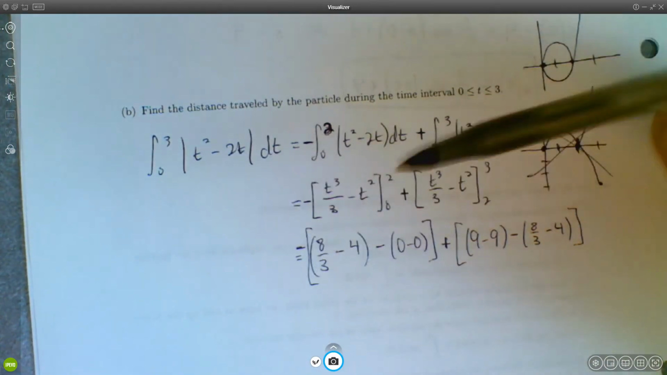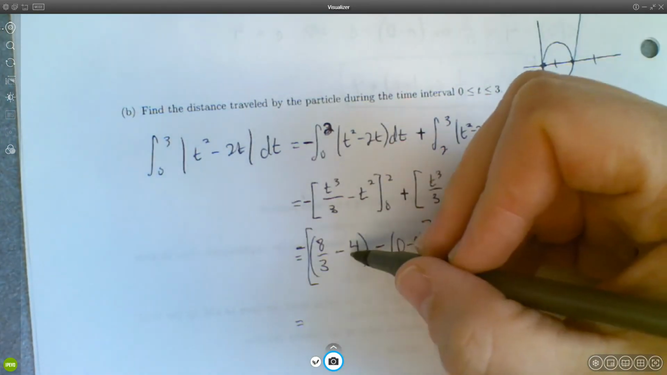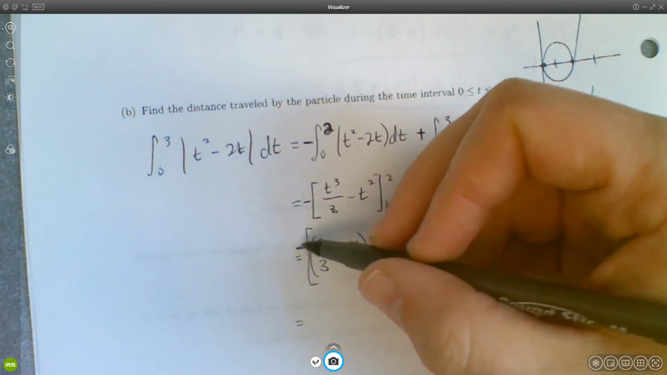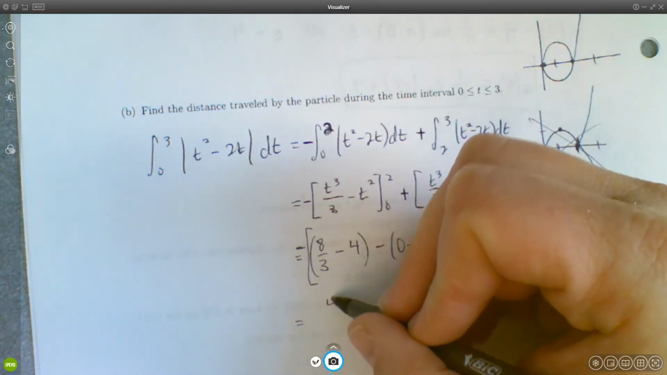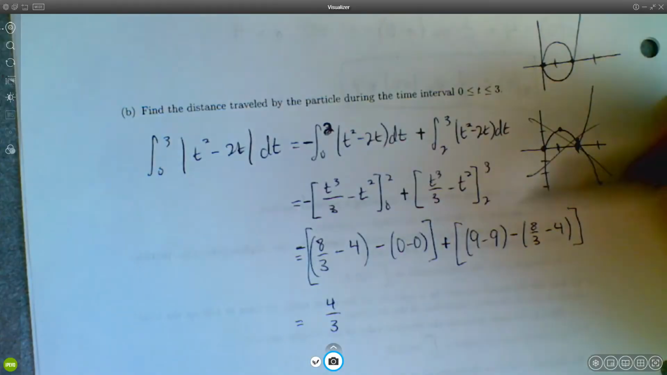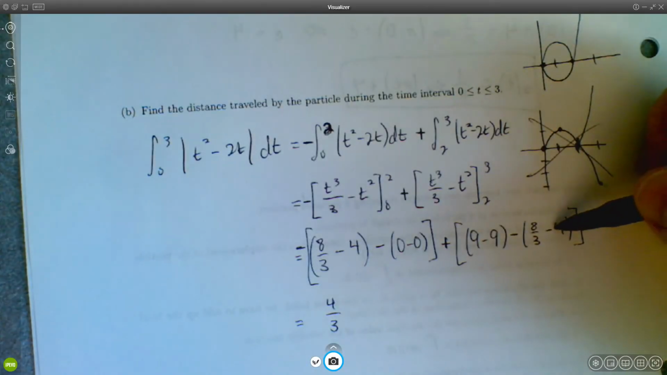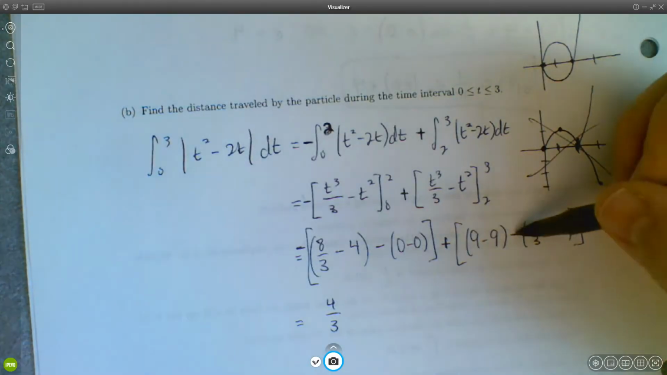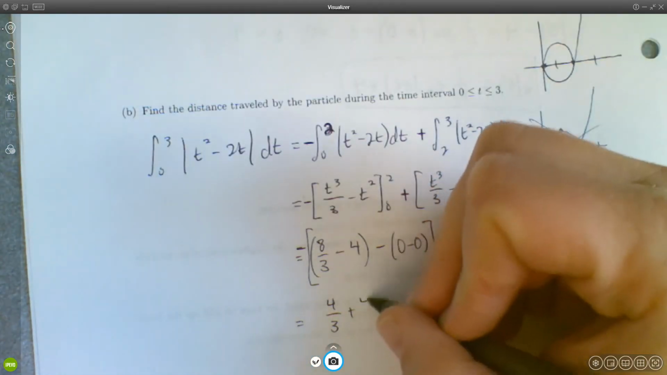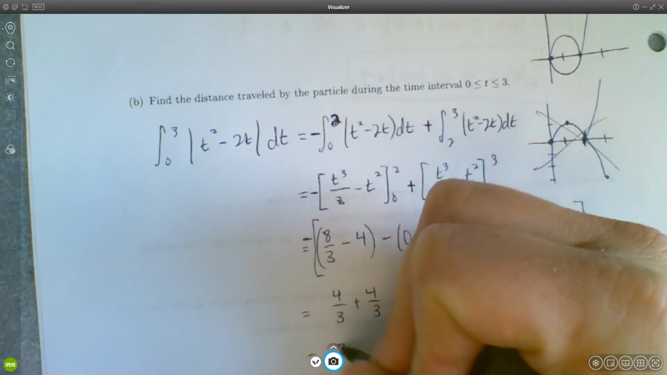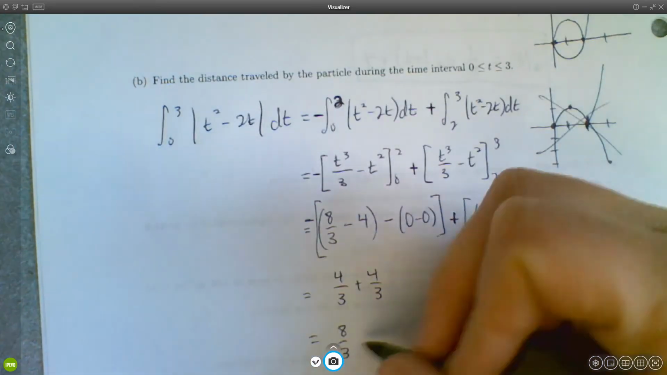So, okay, we've got 8 thirds minus 12 thirds is negative 4 thirds, but then this negative sign makes it a positive 4 thirds. And here we have 8 thirds minus 12 thirds, negative 4 thirds, but this negative makes it a positive. Okay, so we get 8 thirds. There you go. 8 thirds meters.